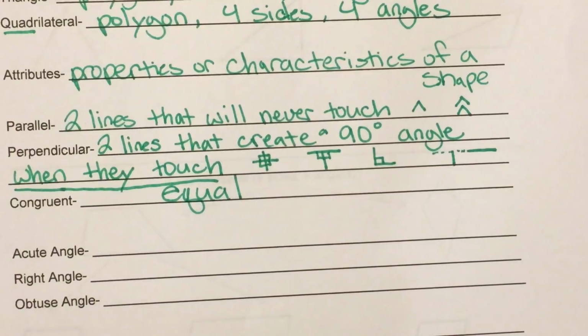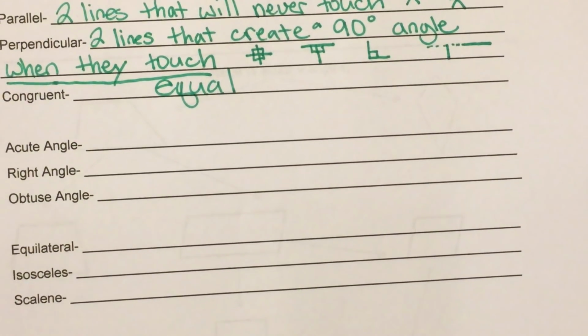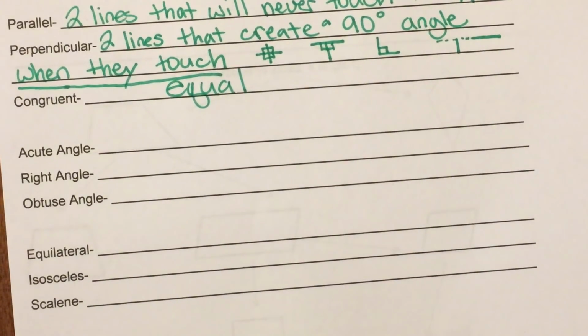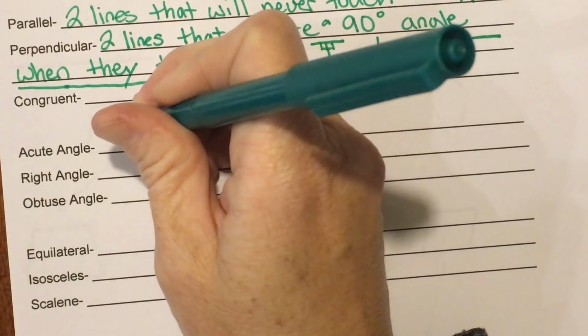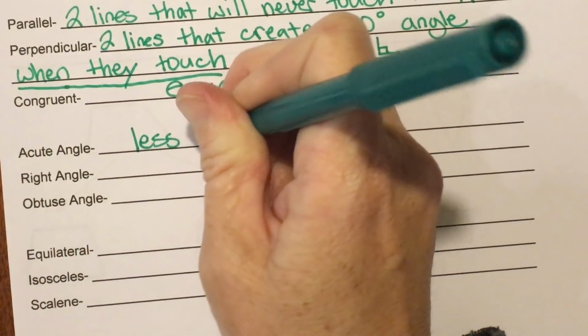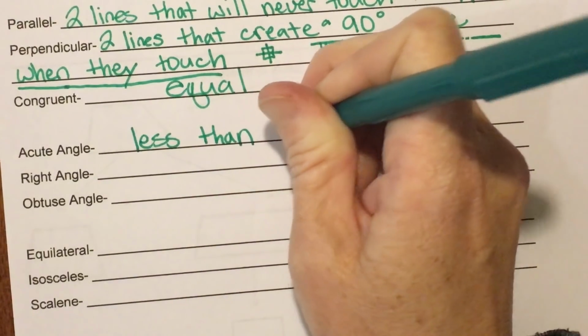Okay, and the symbol that we're going to use is kind of tally marks when we show that sides are equal. Okay, our next group of vocabulary words have to do with angles. And you might remember these from 4th grade. An acute angle is less than 90 degrees.